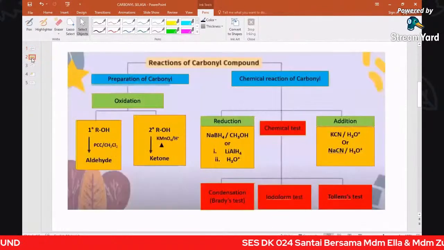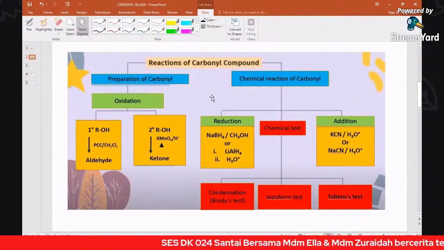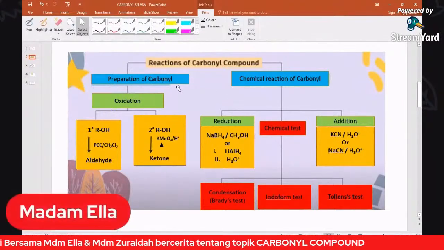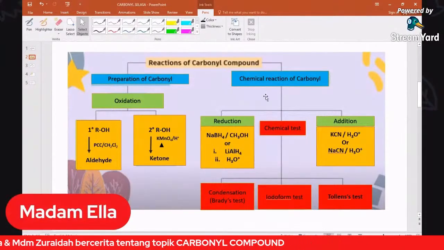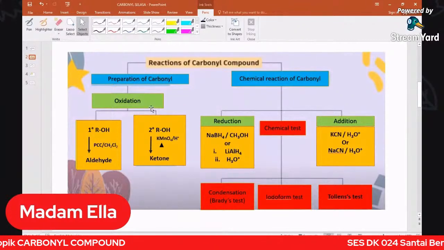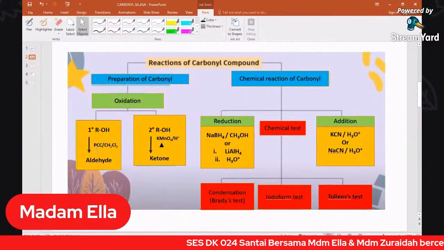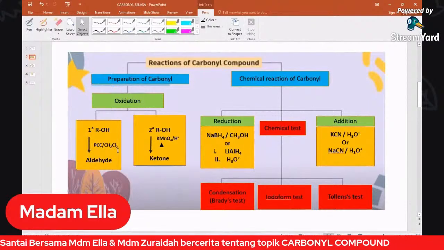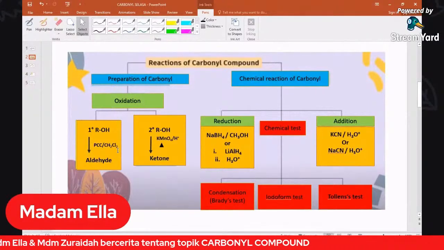Now we have already discussed naming for the carbonyl. So let's go to the reactions of the carbonyl. Actually, we have two types: preparation of carbonyl and chemical reaction of carbonyl. Preparation of carbonyl is an oxidation reaction. When we react with PCC, pyridinium chlorochromate, in an inert solvent, CH2Cl2, it will form aldehyde.